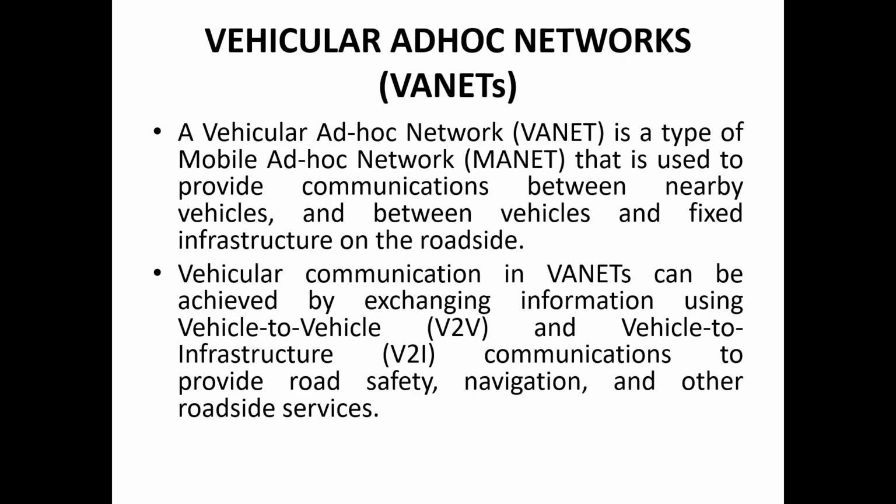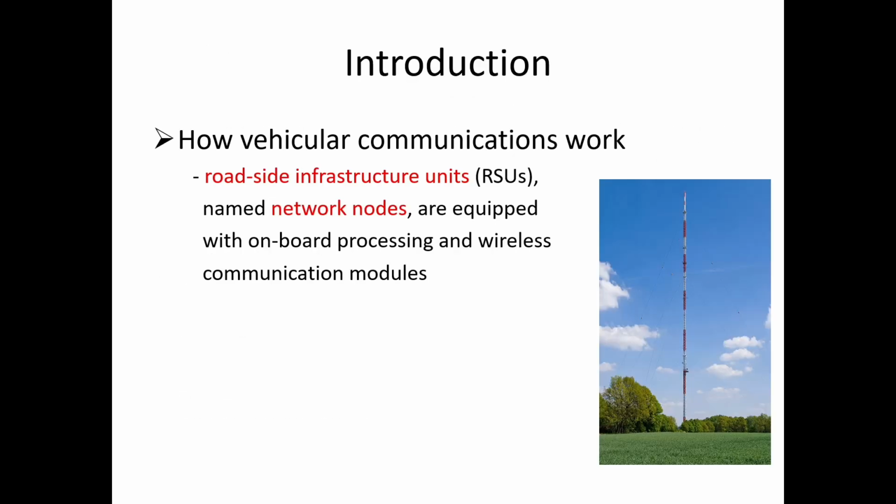The next topic is about vehicular ad hoc networks. VANET is a type of mobile ad hoc network that is used to provide communications between nearby vehicles and between vehicles and fixed infrastructure on the roadsides. Vehicular communication in VANETs can be achieved by exchanging information using vehicle to vehicle and vehicle to infrastructure communications to provide road safety, navigation, and other roadside services.